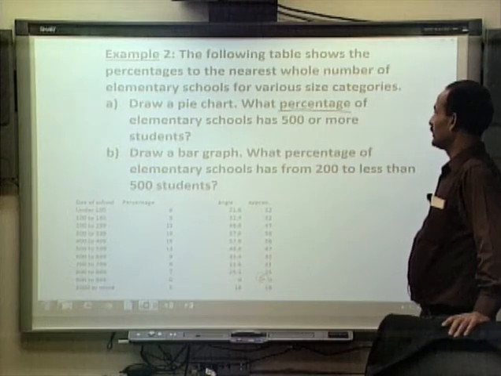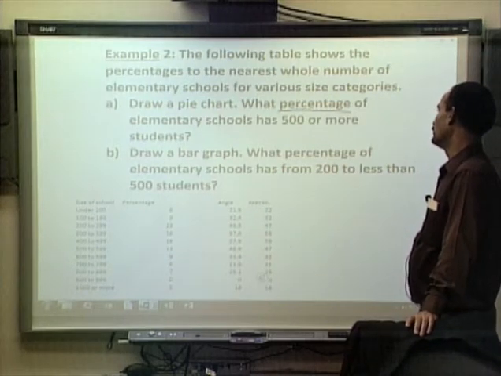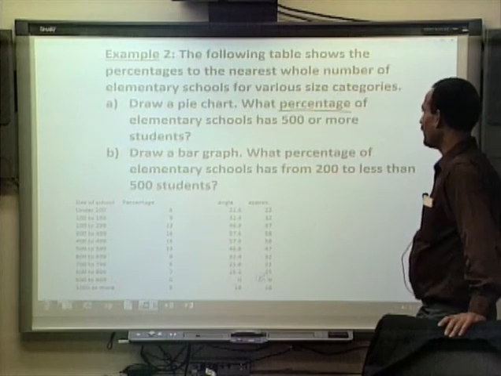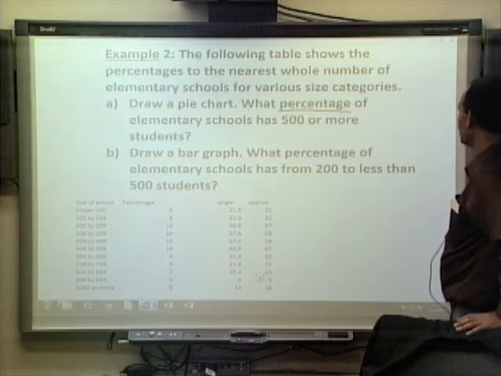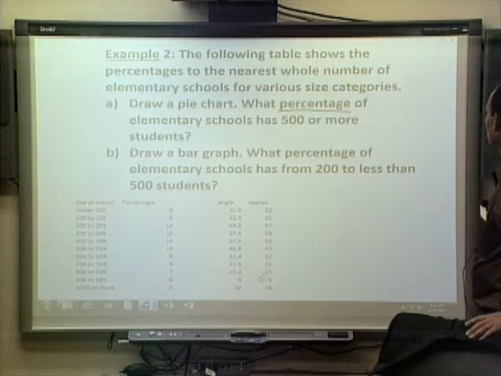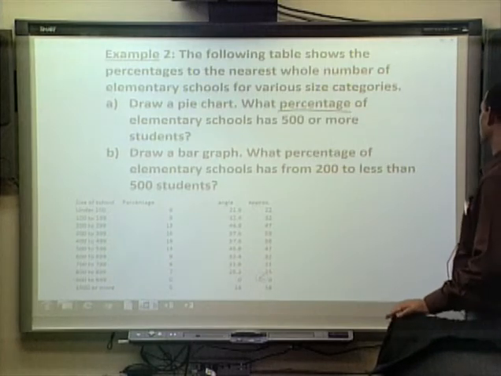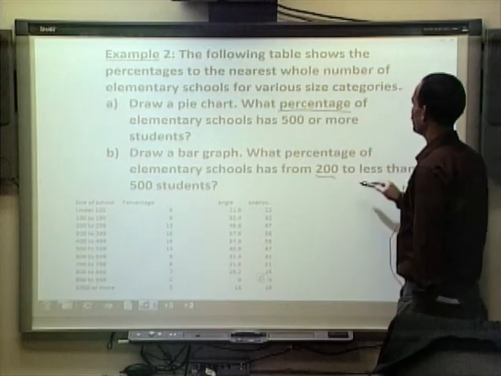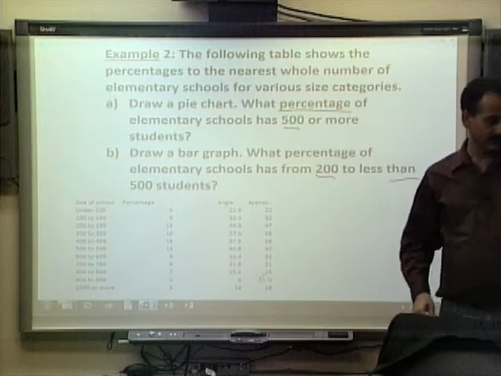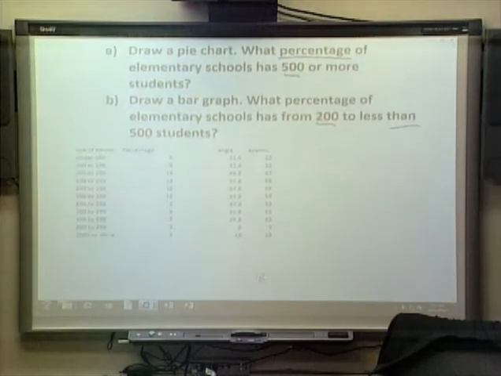So, the next question we want to do is draw a bar graph. First of all, we want to draw the bar graph, and we want to identify again what percentage of the elementary schools has from 200 to less than 500 students, and 500 or more students. So, let us look at this table.